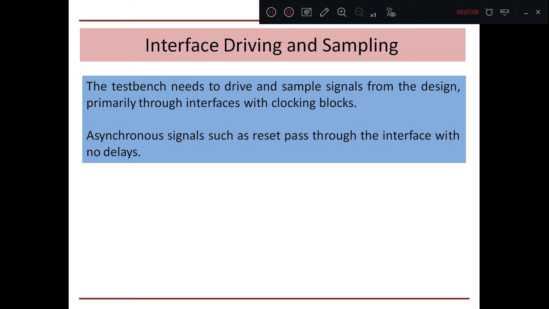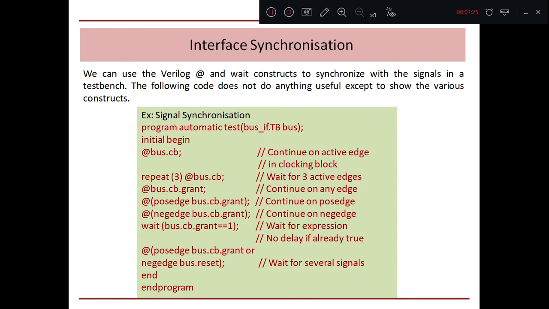Interface driving and sampling. The test bench needs to drive and sample signals from the design primarily through interfaces with clocking blocks. Asynchronous signals such as reset pass through the interface with no delays. See here, we can use Verilog @ and wait constructs to synchronize with the signals in a test bench. This code does not do anything useful except to show the various constructs, and how these constructs are used in this particular example.